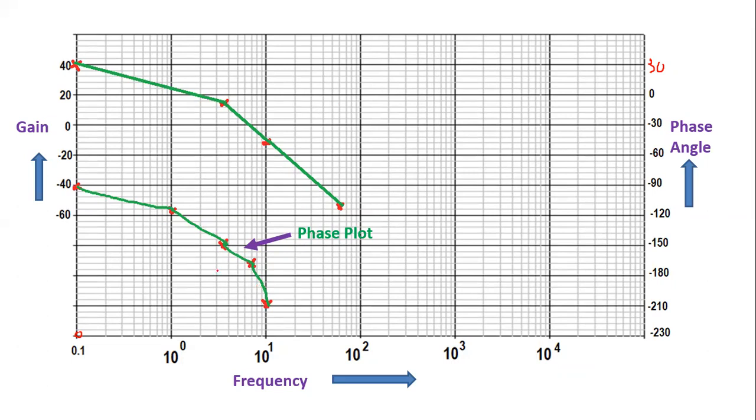by free hand. Previously, the magnitude plot we drew with a scale, but coming to the phase plot, we join with a free hand. If we join with a free hand, then that is the phase plot. The magnitude we are converting into gain. That gain versus frequency is the magnitude plot, and the phase angle versus frequency is the phase plot.